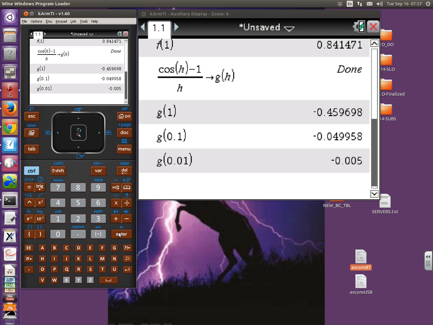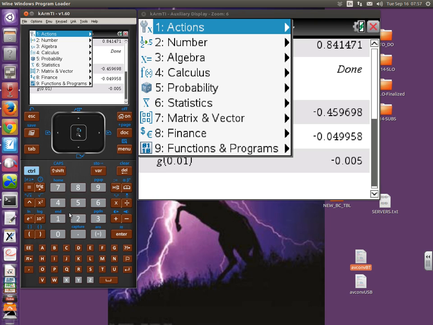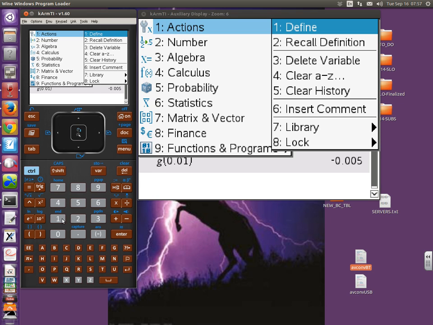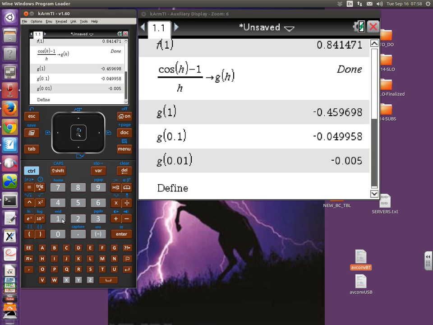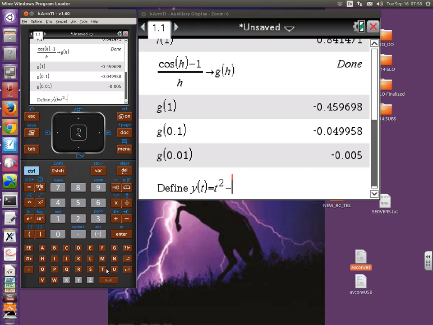Or you could use the define function. Where's the define command? Menu, action, define. So if I define, I don't know, let's define something else. Why don't you do f of g of h? I could do that, but I'm defining a new function from scratch. So, I don't know, y of t. Let's be weird. Is equal to, I don't know, t squared minus t or something.